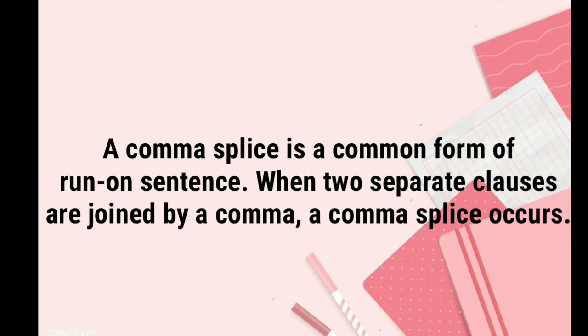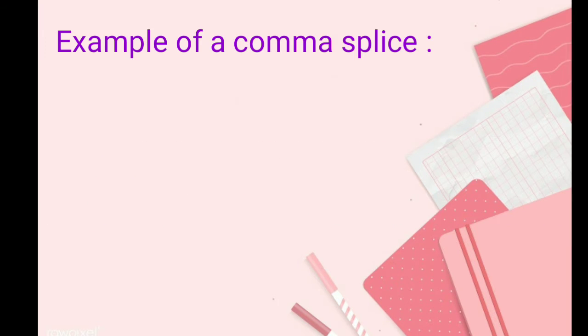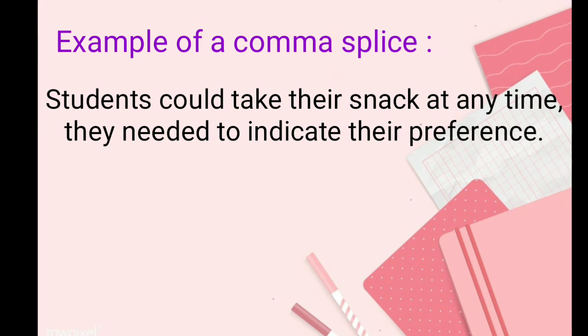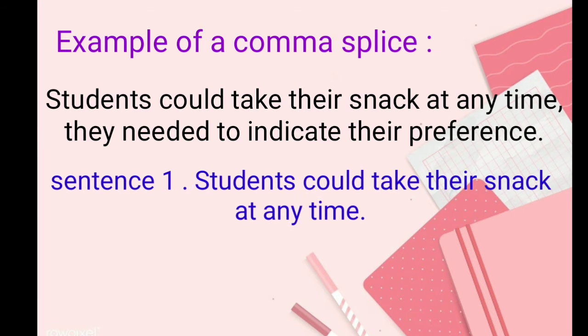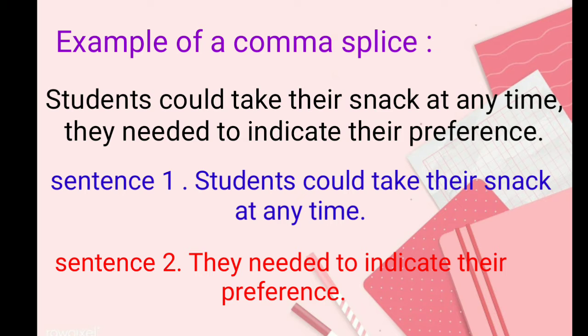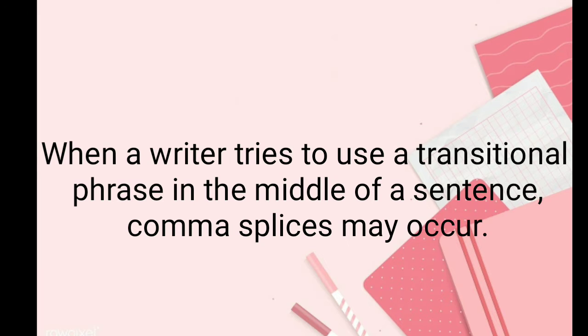Now, a comma splice is a common form of a run-on sentence. A comma splice occurs when two separate clauses are joined by a comma. Here is an example of a comma splice. Students could take their snack at any time. They needed to indicate their preference. Sentence 1 states students could take their snack at any time, while sentence 2 states that they needed to indicate their preference. Now, when a writer tries to use a transitional phrase in the middle of a sentence, comma splices may occur. Let's take a look at an example of a comma splice.